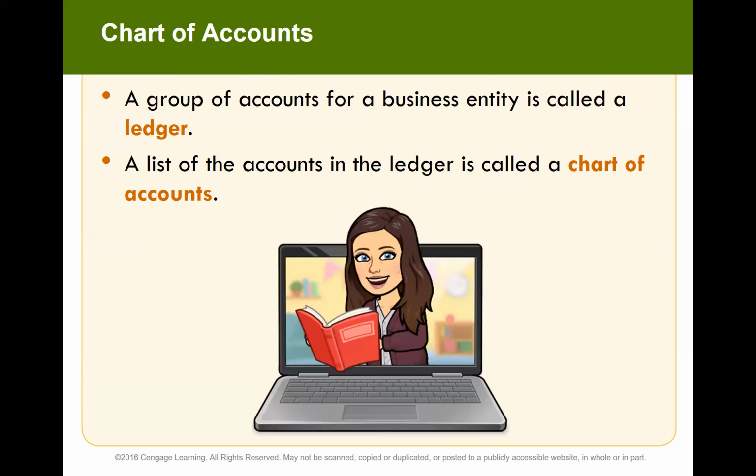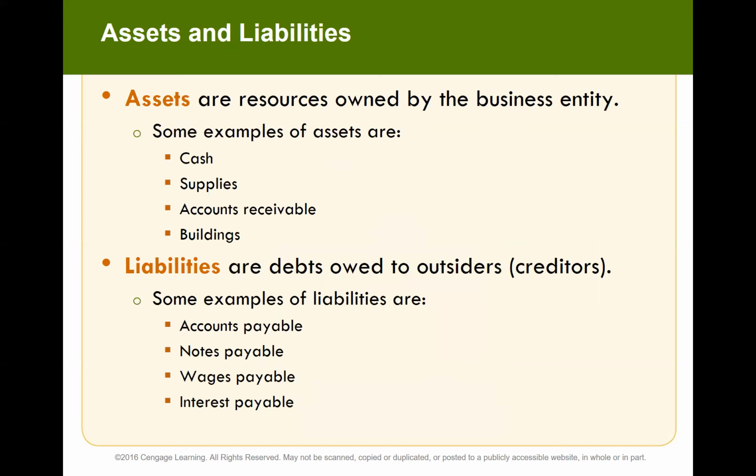All right, before we go any further, let's talk about some terminology. Chart of accounts. A group of accounts for a business entity is called a ledger. A list of the accounts in the ledger is called a chart of accounts. The ledger is going to list all your activity for your business entity, so all your different transactions are going to be recorded to the ledger. What's recorded to the ledger are the different types of accounts. What types of accounts are there? That's what's going to be part of your chart of accounts. Your chart of accounts is going to list all your different asset accounts, all your different liability accounts, and all your different equity accounts.